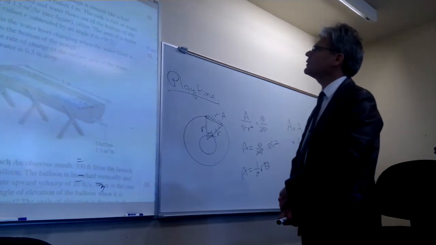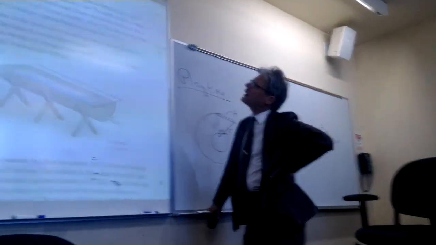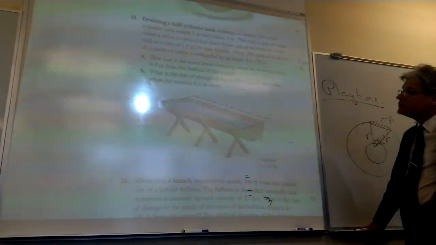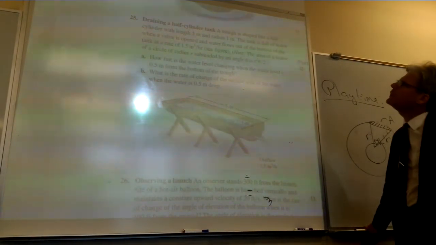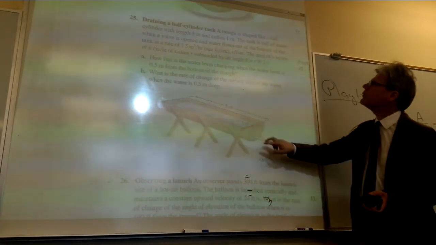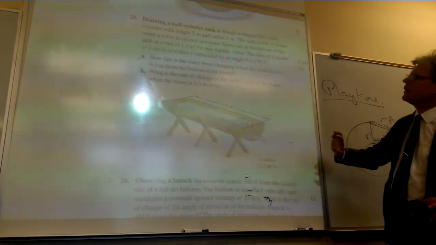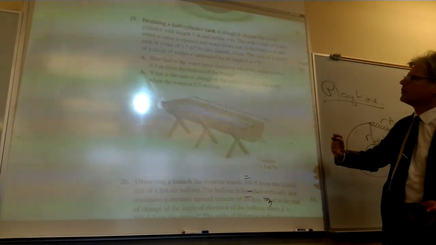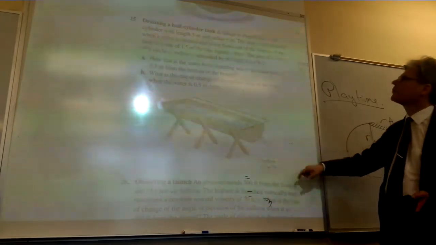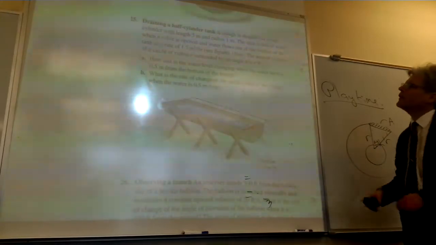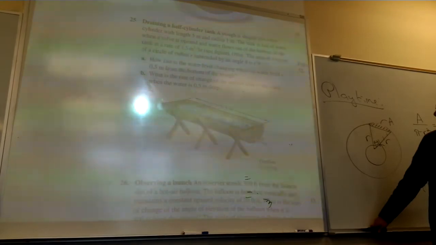Draining a half-cylinder tank. So a trough is a shape like a half-cylinder with length 5 meters and radius 1 meter. The tank is full of water, and when the valve is open, the water flows out at the bottom of the tank at a rate of 1.5 cubic meters per hour. How fast is the water level changing when the water level is 0.5 meters from the bottom of the trough?